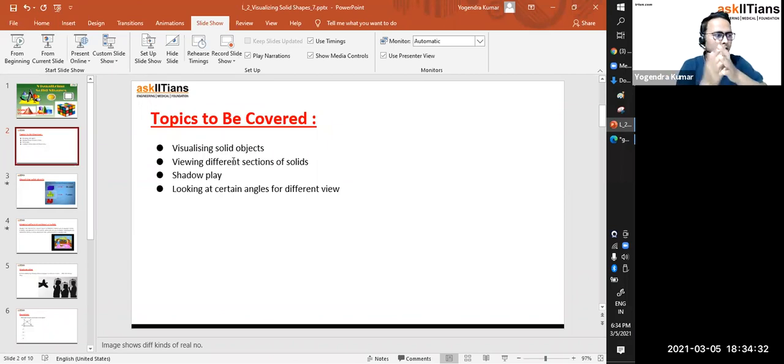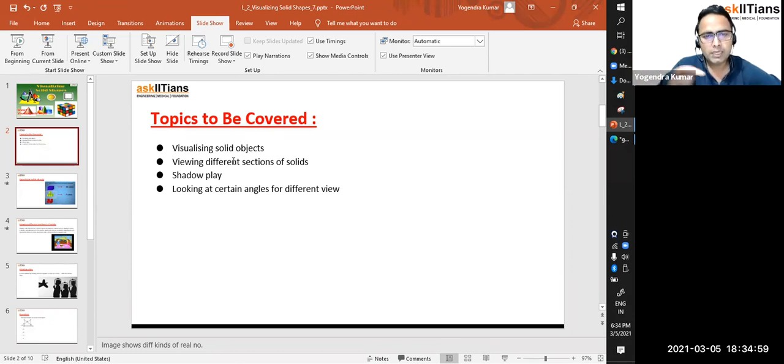This means, if I have a box and I cut it into two halves, suppose this is a solid box, what will be the cross section view? We need to have that idea. We are not actually cutting it, but we can imagine it. So we are going to see different sections like that here.